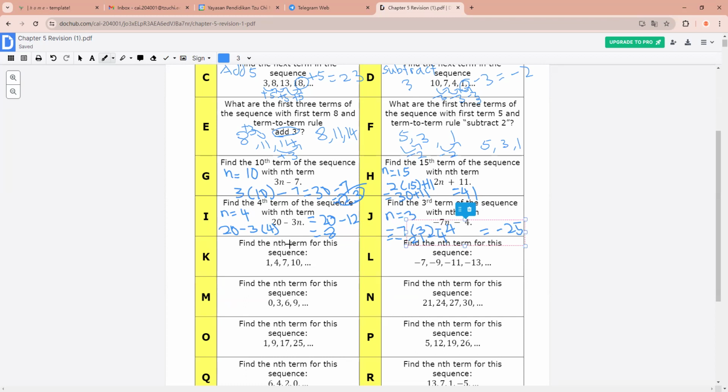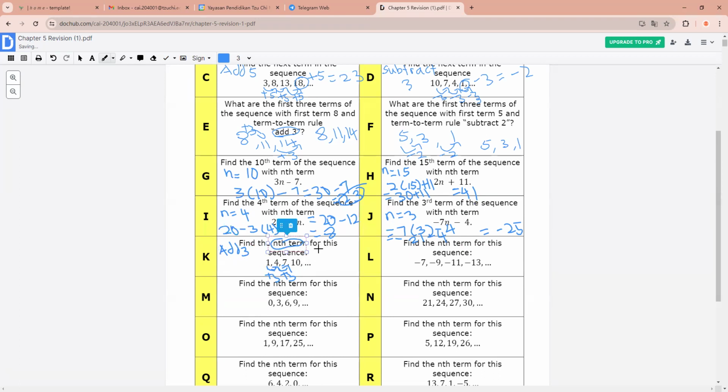Next question, find the nth term for this sequence. So to find the nth term, you have to first find the term-to-term rule. And the term-to-term rule for this sequence is add 3. So now I know the term-to-term rule, we have to find the nth term.